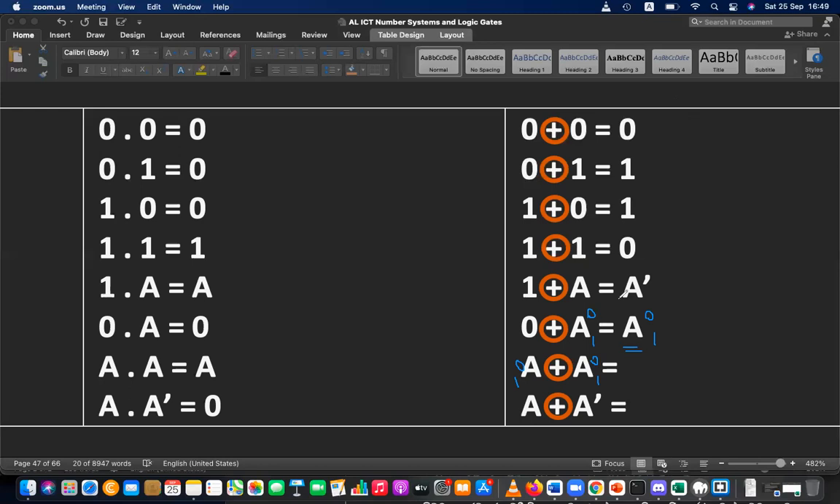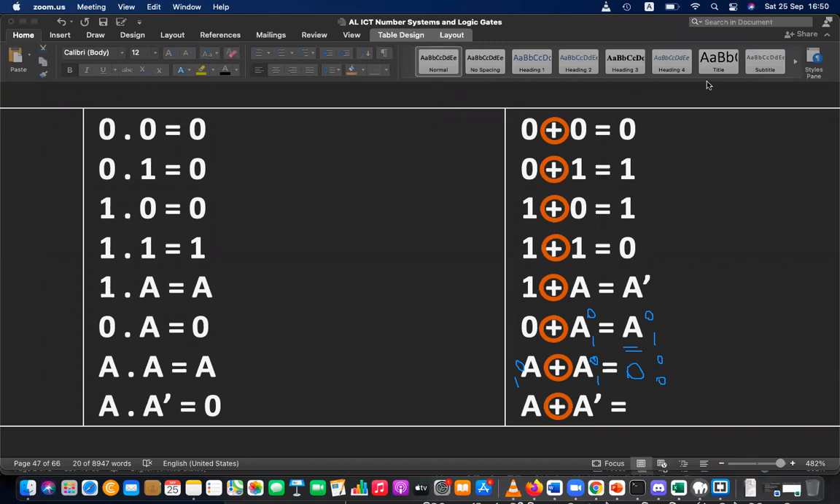Right, okay. Let's go to the next one. If A is 0, this A will also be 0, and 0 XOR 0 is 0. And if A is 1, the other A also becomes 1, and 1 XOR 1 is 0. So output of this is 0, right? In any occurrence, you will get 0. Understood? No matter which value A takes, the output will become 0.